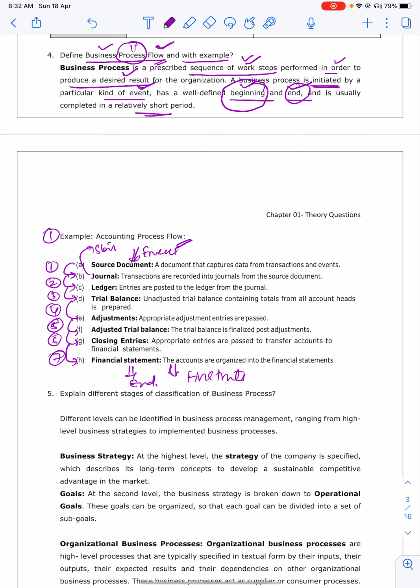Financial statements is ending. Okay, and does it complete usually in a short period of time? Yes. Okay, every transaction will be completed in a short duration. So that is called a business process flow. So what do you mean by business process flow?